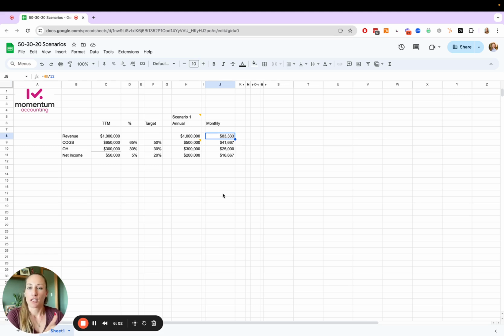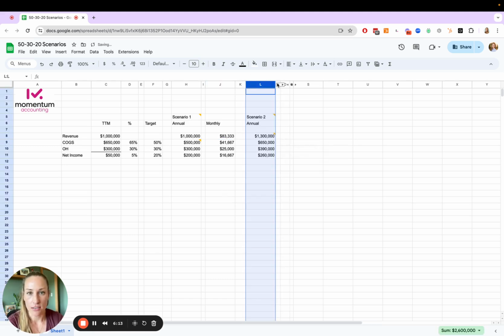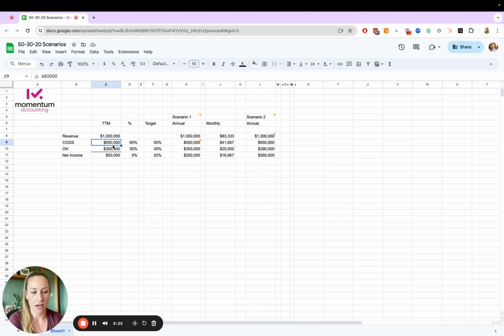So now let's move on to a scenario. Let's say that we cannot generate $1 million in revenue if we cut our COGS down to 500,000. It's just not possible. So the second scenario that we want to look at is aligning revenue with our cost of goods sold. So we're going to keep our COGS at 650. And if you notice here, overhead went up to 390.